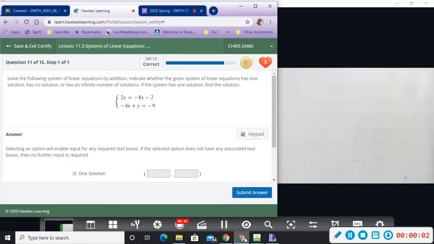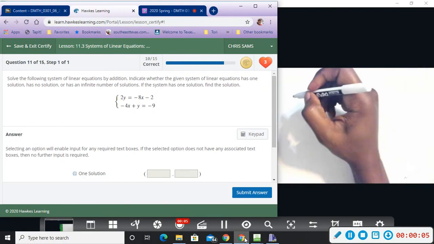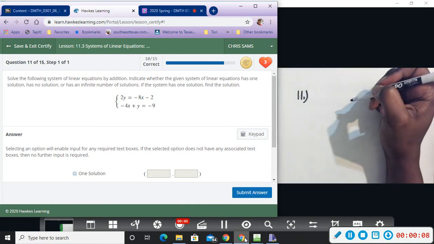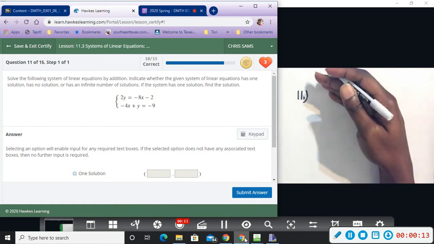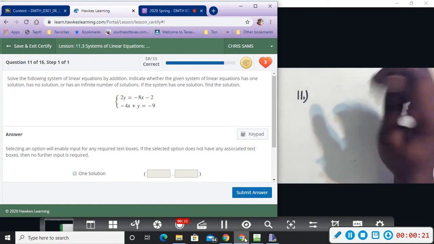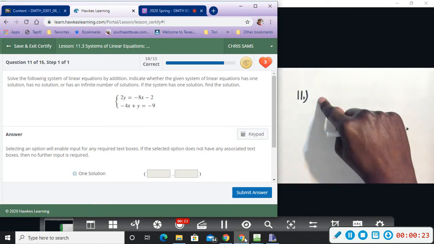Alright, number 11. Be careful when you start this one. If you look at those two equations, notice the first one we have y, and then the equal sign, and then the 8x minus 2. So in order to get that lined up, we need to add 8x and move it to the other side.